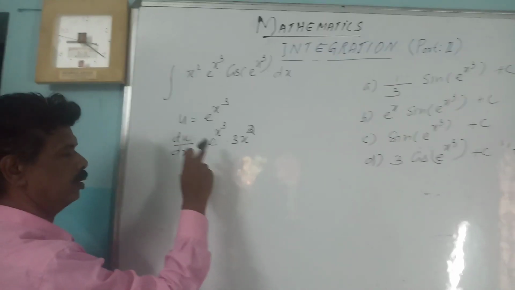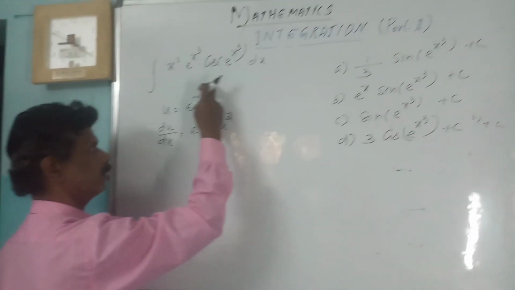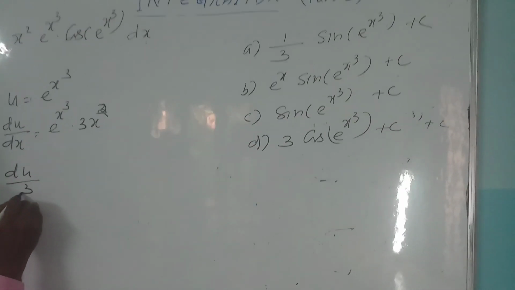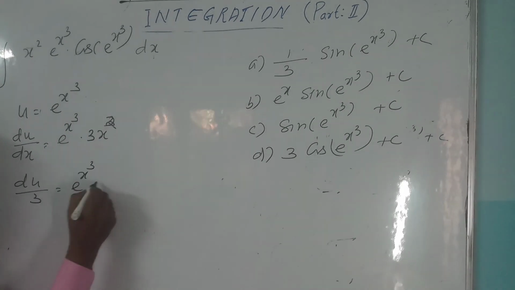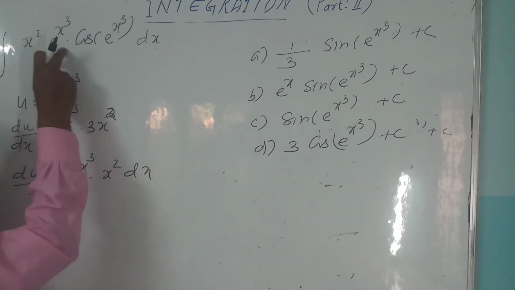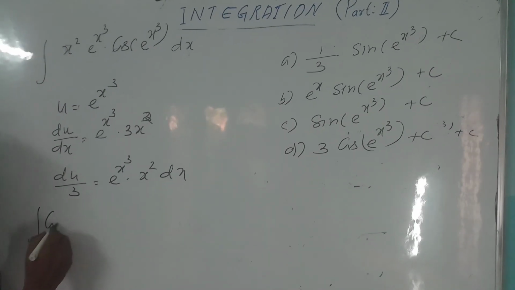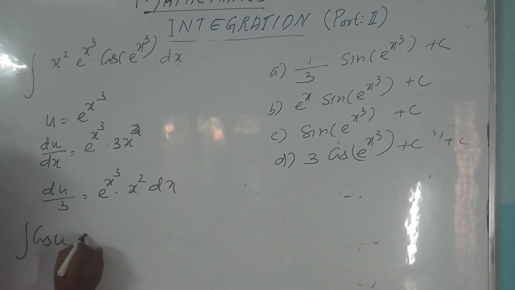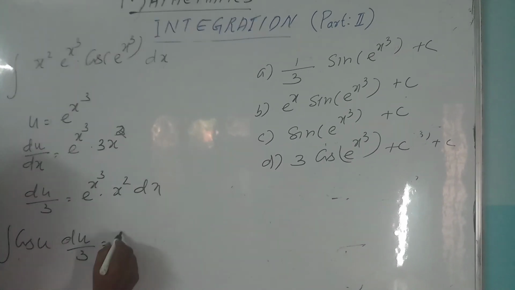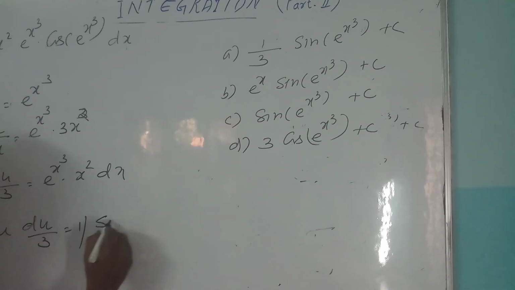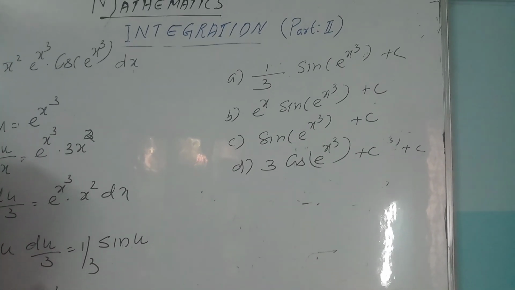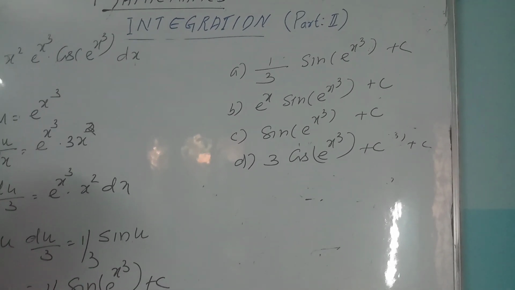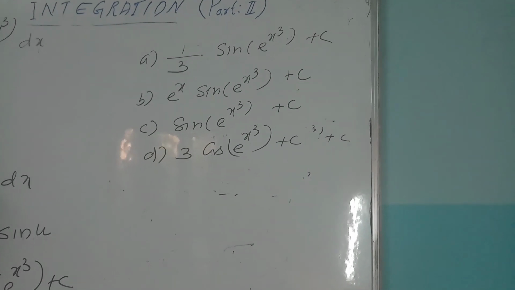The derivative of e raised to x is e raised to x. After that, we differentiate x cube, which equals 3x square. So du by 3 equals e raised to x cube into x square dx. Then substitute this value here: cos of e raised to x cube is cos u, and x square e raised to x cube dx equals du by 3. That is 1 by 3 into the integral of cos u, which equals sin u. So the answer is 1 by 3 sin of e raised to x cube plus C. Therefore, our choice is answer A.